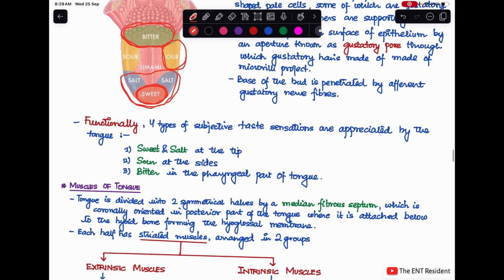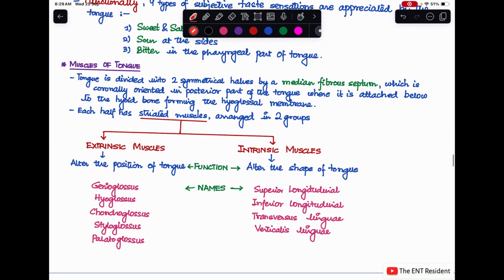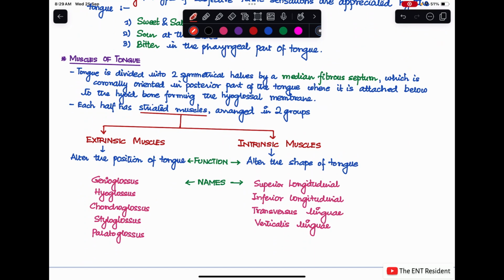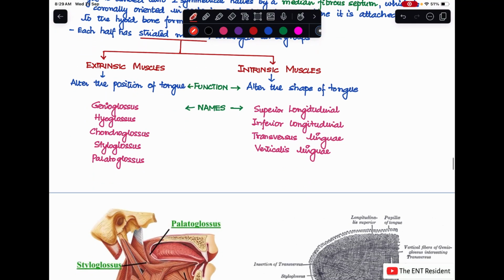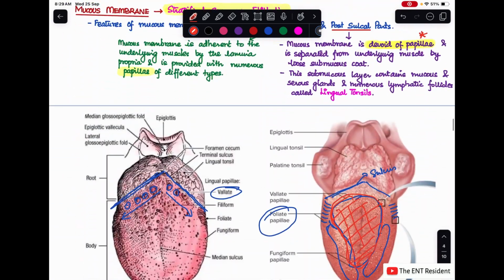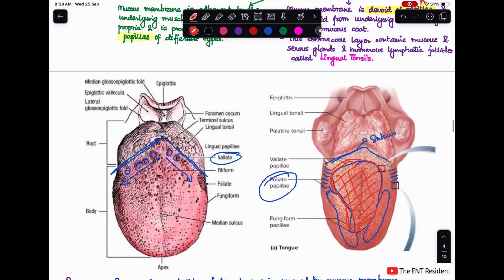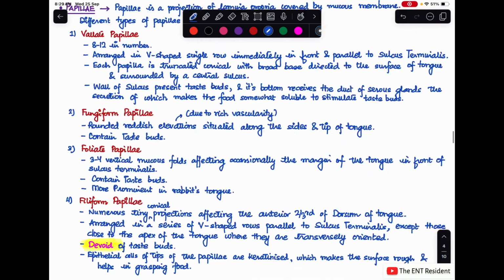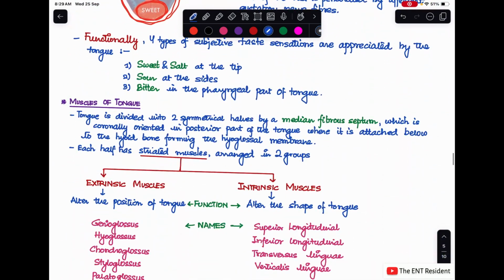Next, we'll move on to the different muscles of the tongue. Now, the tongue is divided into two symmetrical halves by a median fibrous septum. I'll show you an image over here. Right over here, you can see this is the median fibrous septum, which divides the tongue into two symmetrical halves. Now, coming back to the muscles of the tongue.